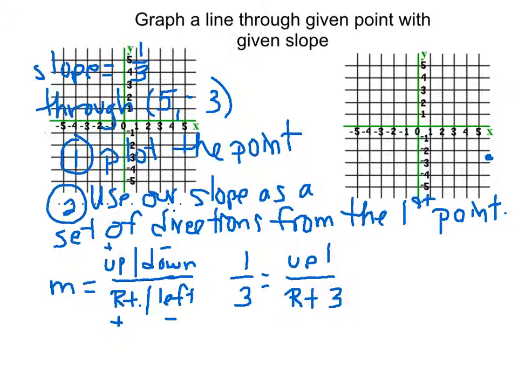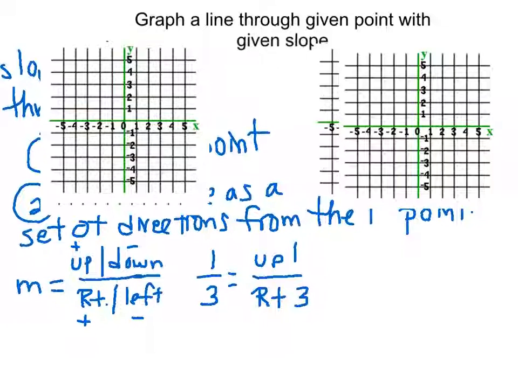So up 1, and I can't quite fit it. Hold on, I wonder if I can slide that over just a tad. Let's see if I can do that. Cool. Get my pen back. So we're going to go up 1 and over 1, 2, 3. So it's going to be somewhere over in this area. And then we're going to just connect the dots. And there is our line.